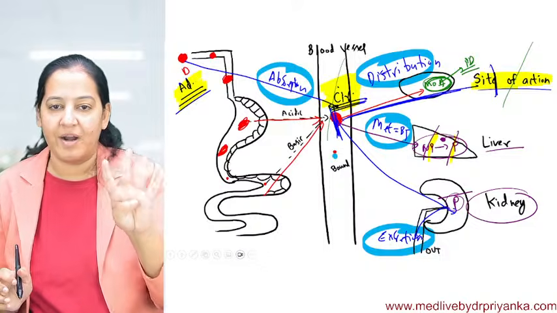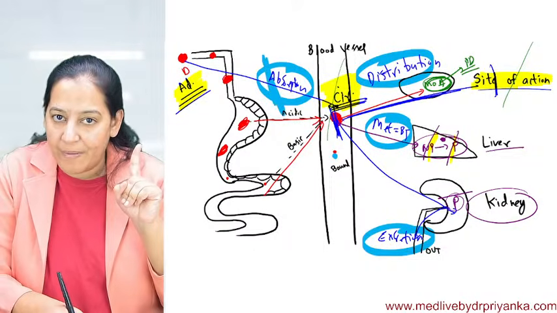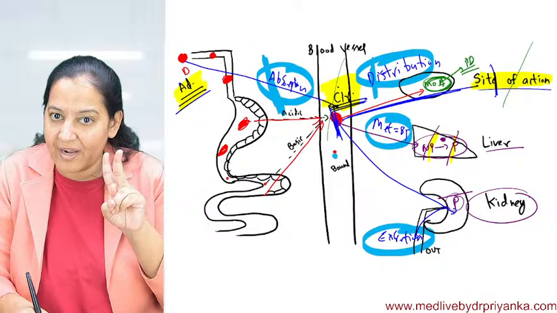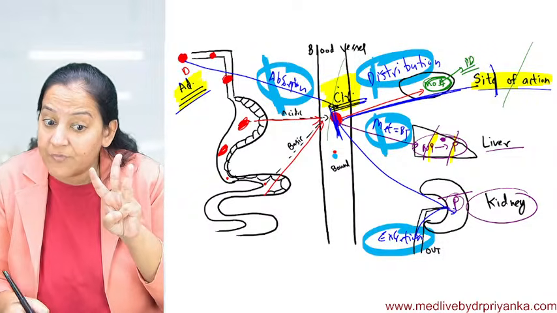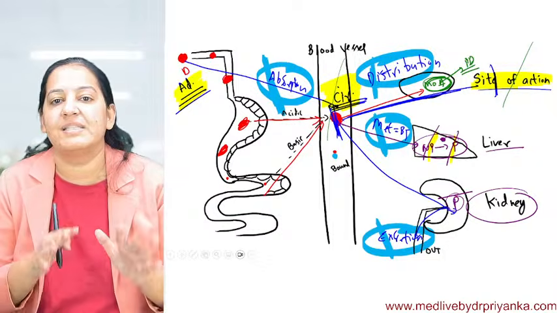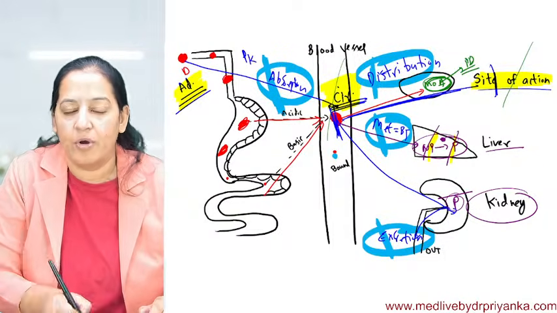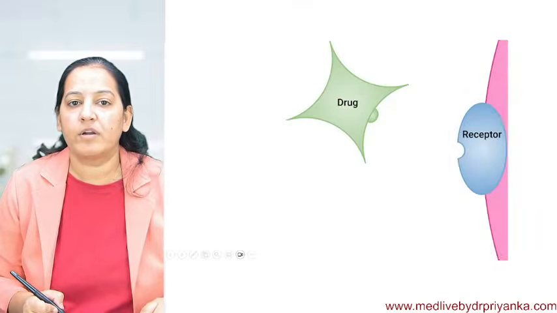So what are the four parts of pharmacokinetics? What is the body doing to the drug? The body is first absorbing the drug, then distributing the drug, then metabolizing or biotransforming the drug, then excreting the drug. So what the body is doing to the drug is pharmacokinetics. These are the four parts of PK. What are the four parts?